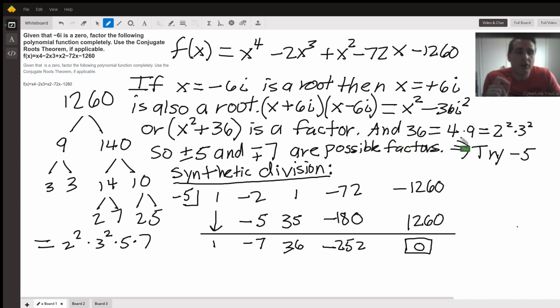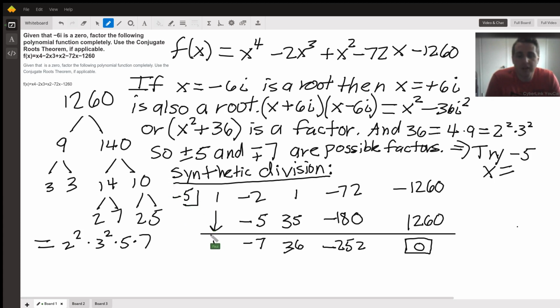Notice 36 is also 4 times 9, which is 2 squared times 3 squared. So it seems to be that 5 and 7 are good candidates for possible real number factors of this polynomial. So let us try negative 5, that is x equals negative 5. So x equals negative 5 for synthetic division. Now synthetic division is where we write down the coefficients of the polynomial and we perform this algorithm with negative 5 in the upper left-hand box to see if we can divide out evenly.